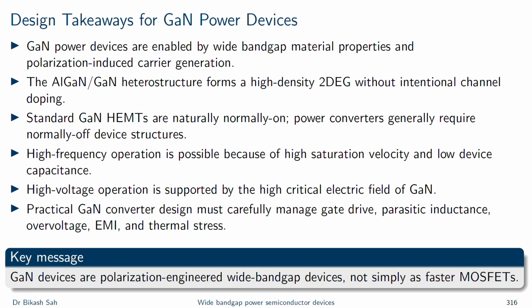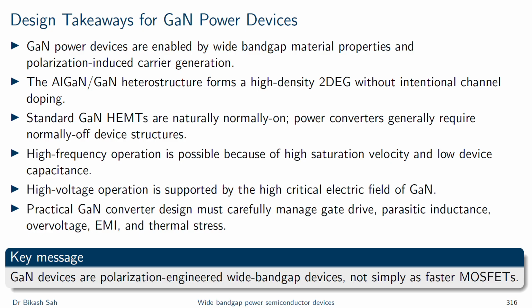This slide could be a sort of checkpoint for everyone. So we have seen that GaN devices are not simply faster MOSFETs. Their behavior comes from three linked ideas. One is the wide bandgap material properties, the other is the polarization induced carrier generation, and the third is the heterostructure engineering. So the AlGaN/GaN interface forms a high density 2DEG without intentional channel doping that gives high mobility and low resistance, but it naturally leads to normally-on behavior unless the device is engineered otherwise, right?